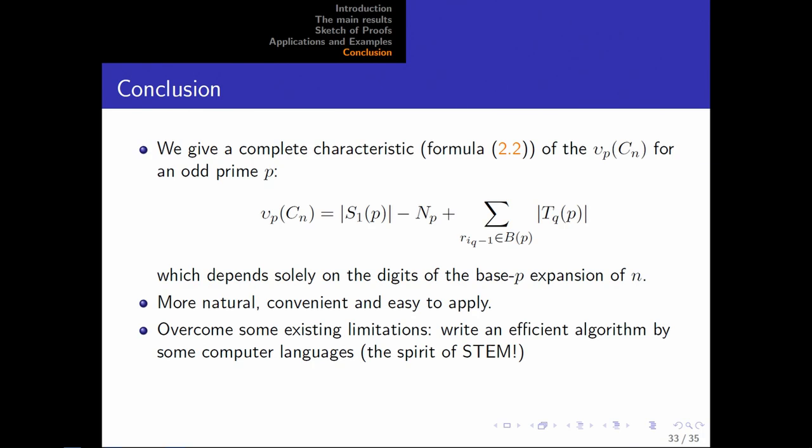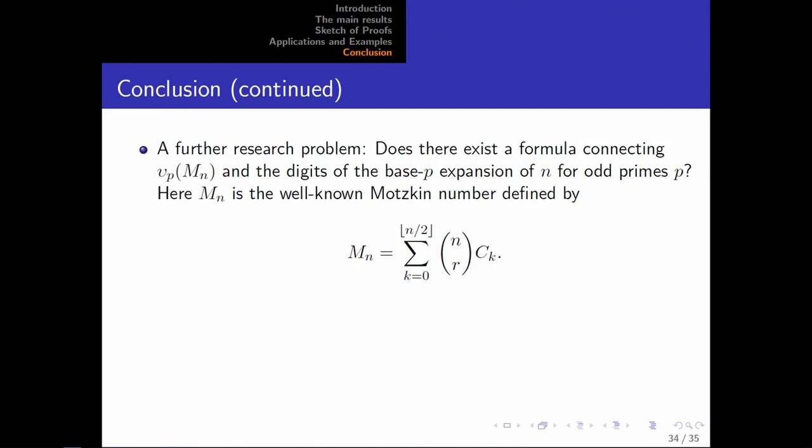However, we can think about writing an efficient algorithm in some computer language. So it's something like that we talk about, and it can be achieved by some technology. And this is an extra problem. This is the end of my presentation. Thank you.